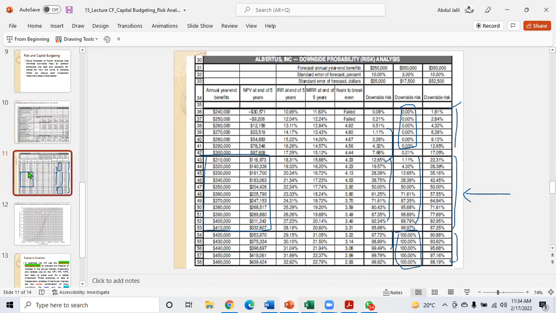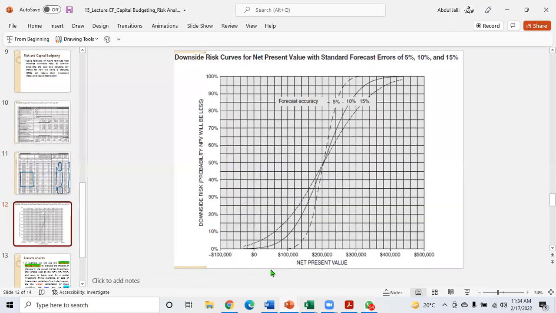Okay, once you convert these three columns, they are shown here. Then you can observe what is happening. This forecasting accuracy is going to change, right? Suppose at 10%, 5%, and 15%, how the probability is going to be sharper. Usually, if you compare it with this 45 degree line, it should be straight, but anyhow, you can draw a straight line.